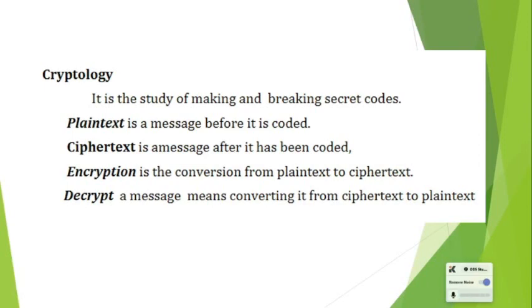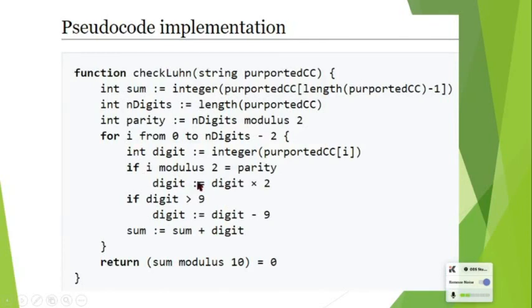For example, Facebook, ako at saka kayo, mag-message with each other. They use cryptology para yung plain text na sinesend natin sa Facebook, magiging naka-encrypt siya para hindi siya, for example, makasnoop ang hacker, hindi niya basta-basta mababasa yung conversation niya. So, encryption is the conversion from plain text to ciphertext. Then, decrypting a message means converting from ciphertext to plain text. Okay? So, ito yung example ng pseudocode implementation.